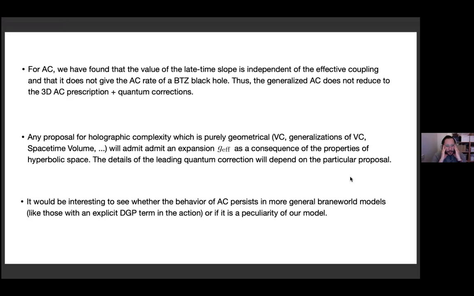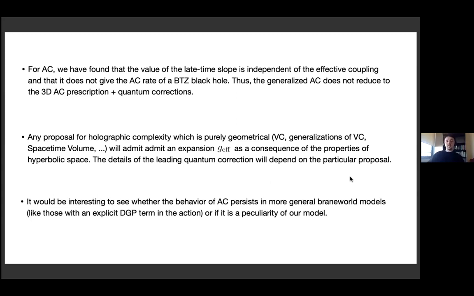Based on your studies of action complexity, can you make already a statement about the behavior of complexity equals volume 2.0 in this setup of interest? Yeah. So how does it behave?